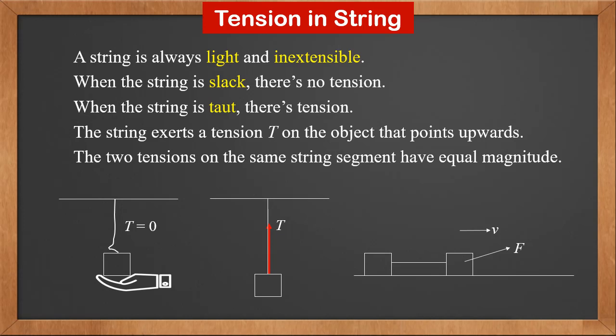The two tensions on the same string segment have equal magnitude. For example, two objects are connected by a string and lie on a surface. A force is pulling them to move to the right. The string is taut. The string exerts a tension T on the right object that points left. The string exerts a tension with the same magnitude on the left object that points right.